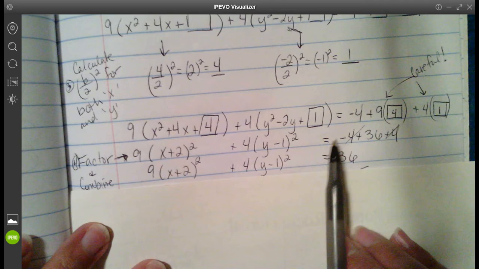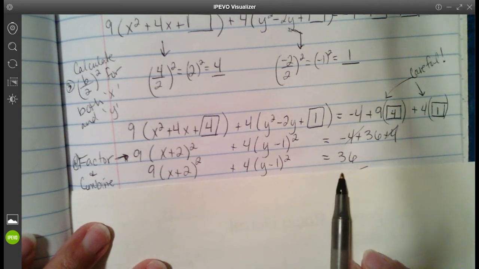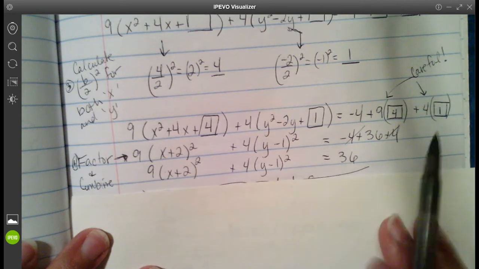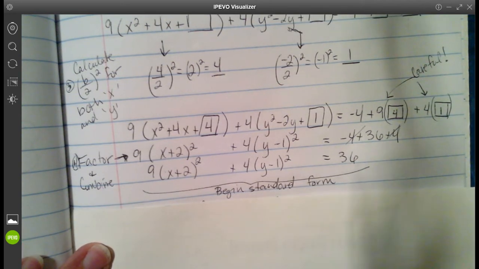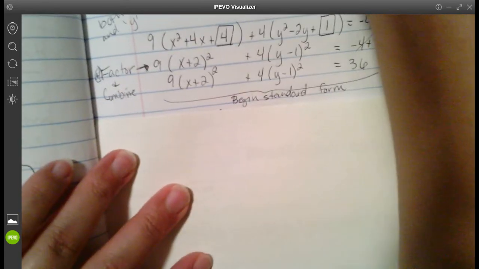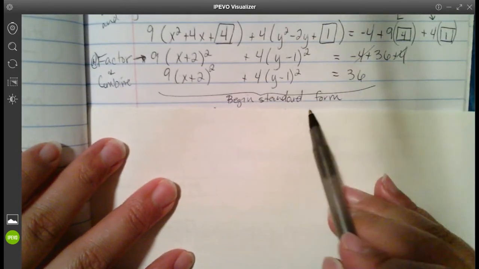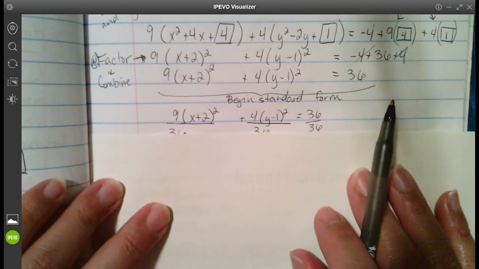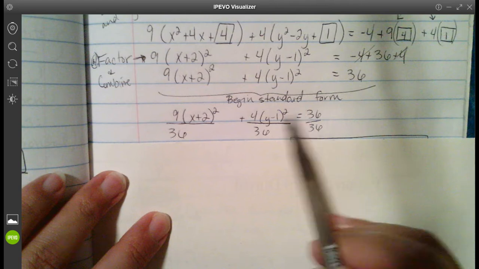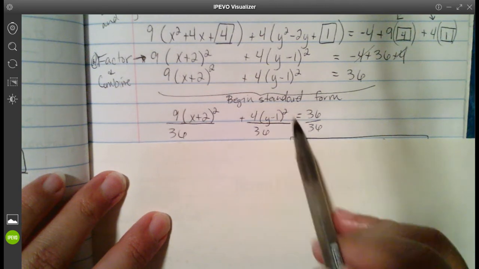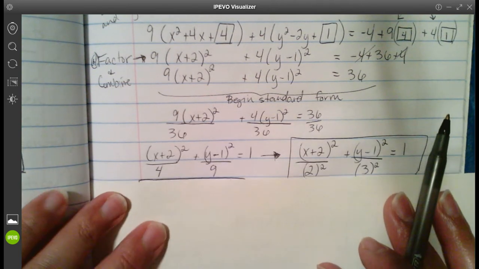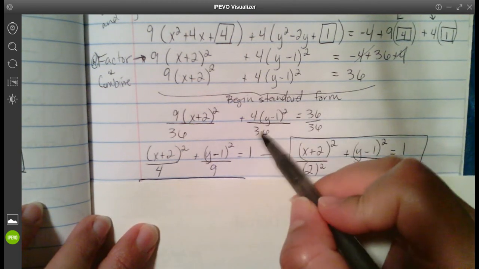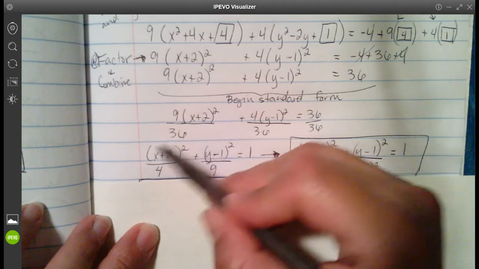And at this point, it looks like the previous example where you have to divide to get the 1 over here. So I'm basically done at this point, and we begin the standard form part where we can rearrange it. How do you do that? You divide everything by 36. So I did that here, 36, 36, 36. Simplify it, and voila, we have the answer. So this divided by itself is 1. 4 over 36 is 1 over 9. 9 over 36 is 1 over 4.